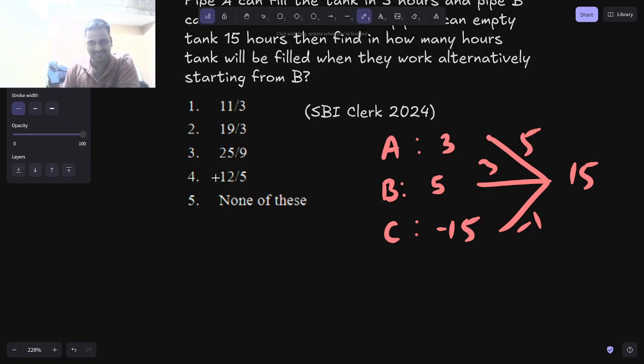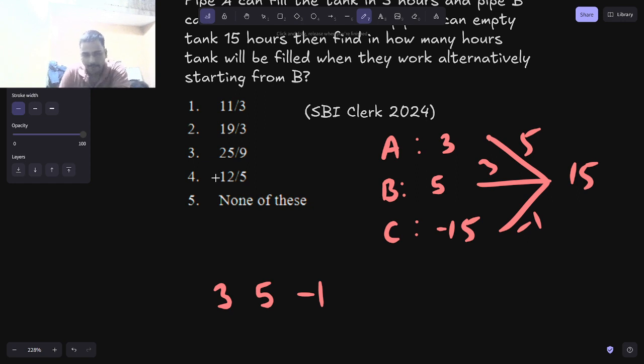Now because we are starting from B, it will do 3 units of work. Then we can use either A or C. So we have a choice. Okay, so I am taking any order, but whatever order I take, I will try to maintain it throughout the problem. So I am taking A and then C. If I take A, then it will be 5 units of work, and then C, which will do a negative work of minus 1.